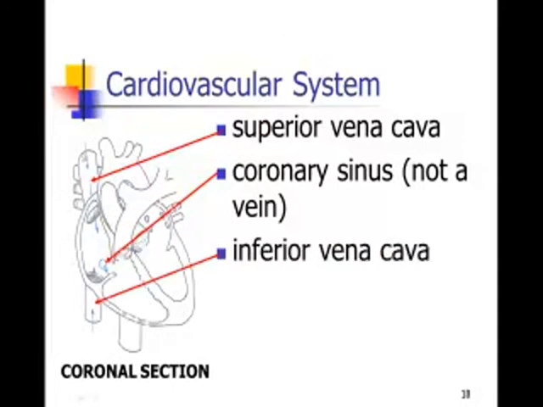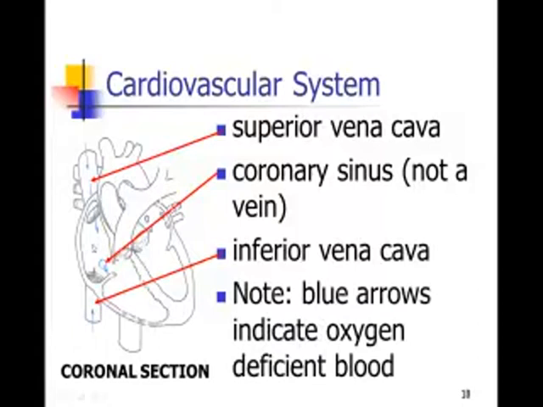Now notice, Pansy, we have blue arrows here. So blue arrows indicate what? Do you know? Right, oxygen deficient blood. She is so wicked smart, it's just unbelievable.